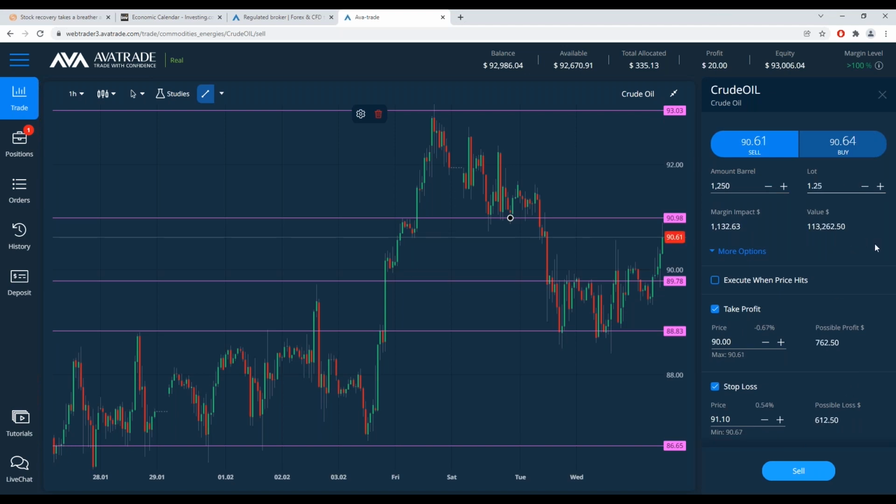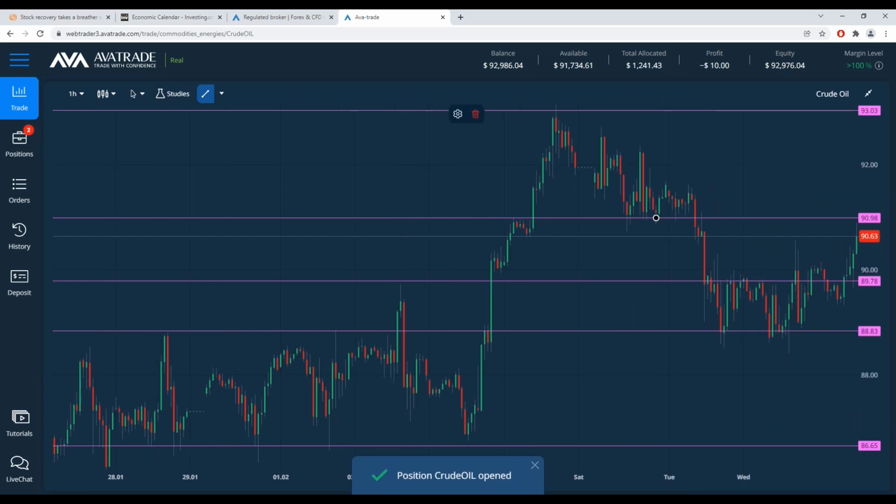Gives me 600 risk. 1.1 gives me 550. 1 lot even gives me about 500. Possible loss, 500, almost exactly. Possible profit, 640. Okay, so if I like that setup, then I sell. That's it. So that's a market move based on technical analysis.